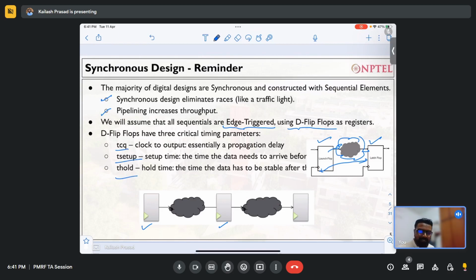TCQ means the clock to Q delay, right? It is essentially the propagation delay of this particular flip flop. The second thing is T setup. Setup time can be defined as the time the data needs to arrive before the clock edge, right? We will go into greater detail about this concept. And T hold is the time the data has to be stable after the clock edge.